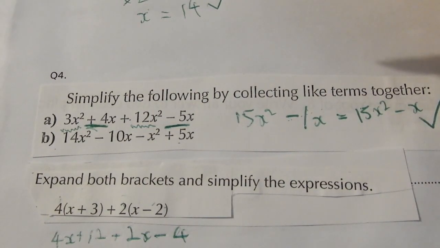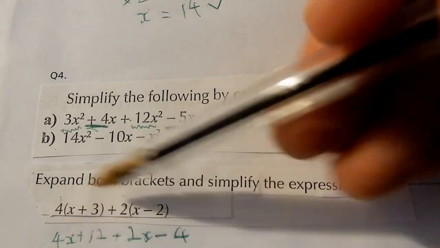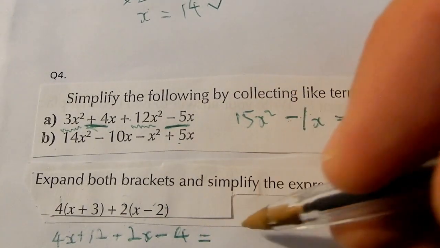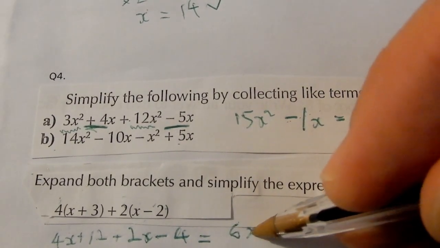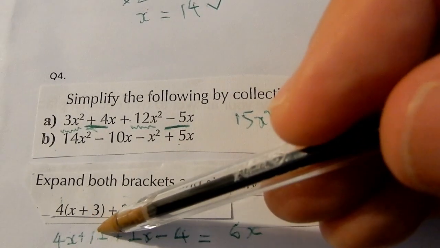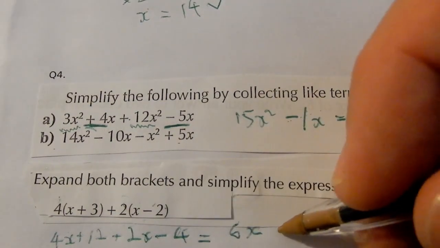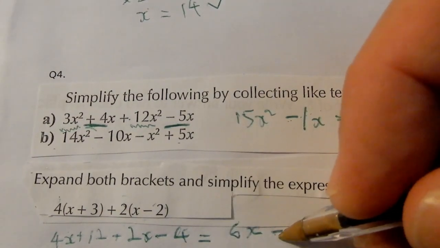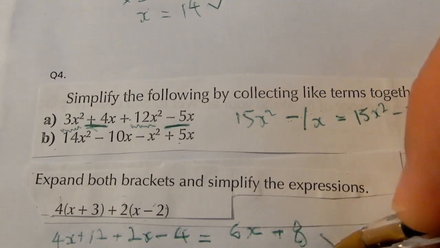Now we've got to simplify. 4x and 2x equals 6x. 12 take away 4.